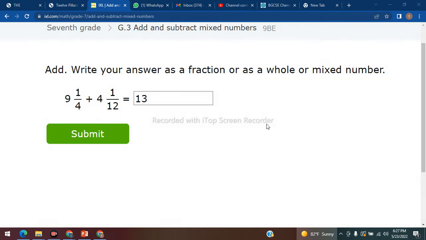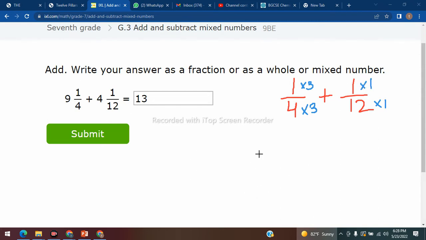All right, and then this is 1 over 4. We need space. We have to make them like denominators, right? So 1 over 4 plus 1 over 12. What is the lowest common multiple? 12. What times 4 gives me 12? 3. Whatever I do to the bottom, I must do to the top. Times 3. What times 12 gives me 12? 1. Very good.